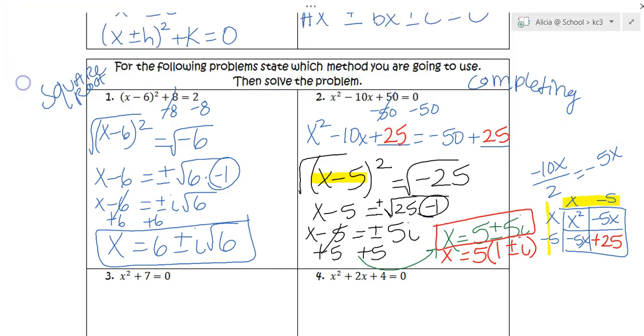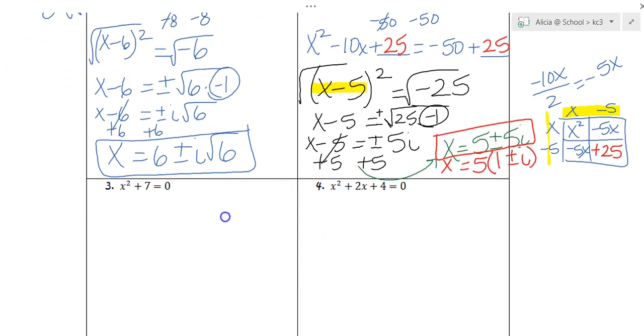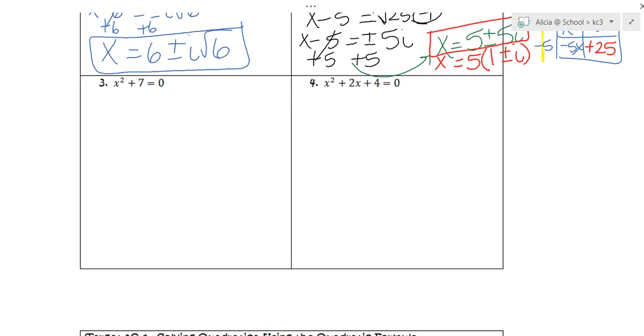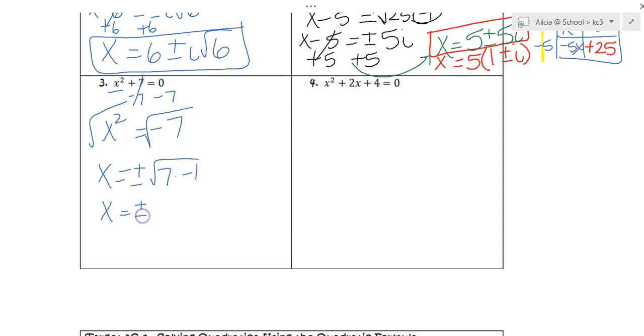Next example is example number 3. I have x squared plus 7. So I don't have 3 terms, so I probably would not use completing the square here. I would do square root. Getting that square root, I want to get whatever's being squared by itself. So this is x squared. I want to do the inverse operation, so I'm going to subtract 7 on each side to get my x squared by itself. It's going to equal negative 7. I'm going to take the square root of both sides. So x is going to equal plus or minus the square root of 7 times negative 1. I'm going to bring down my x equals plus or minus, bring out that i because there is no square root of negative 7. And that is my final answer.